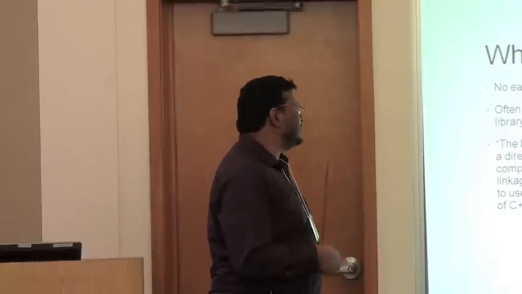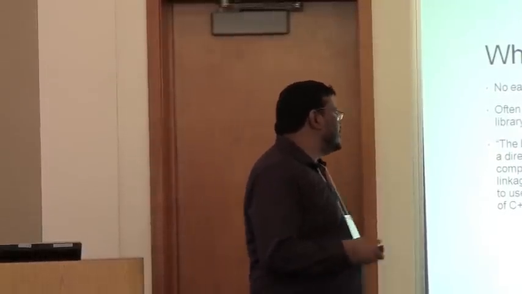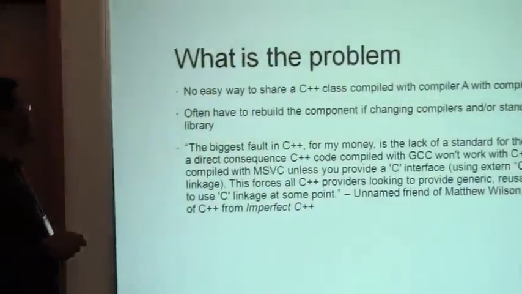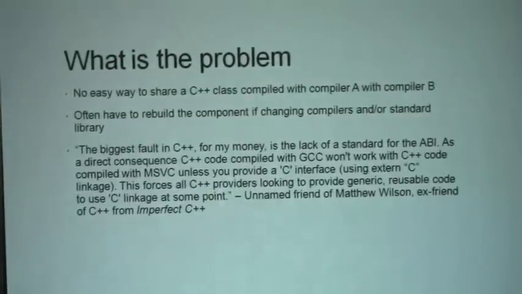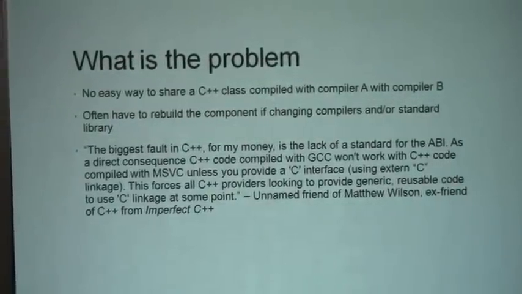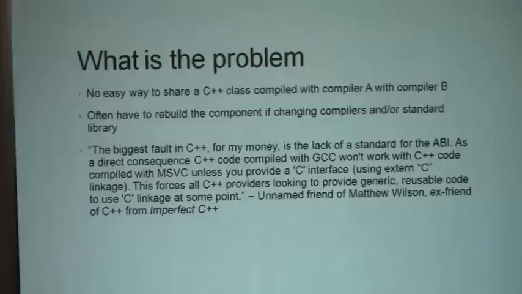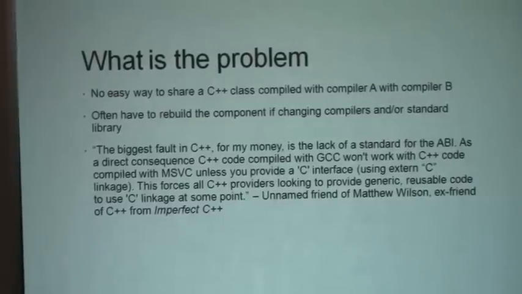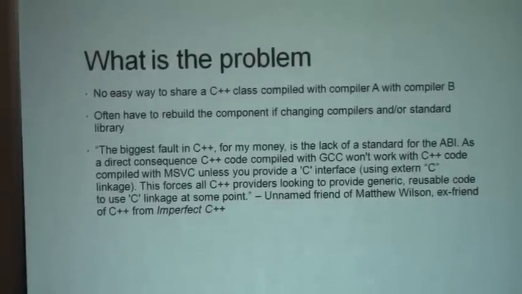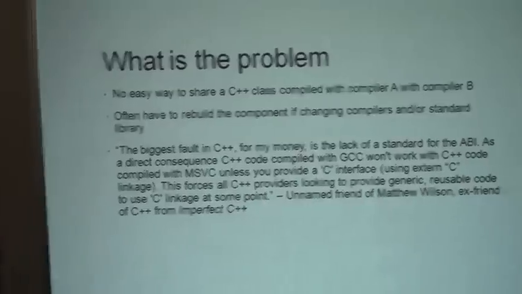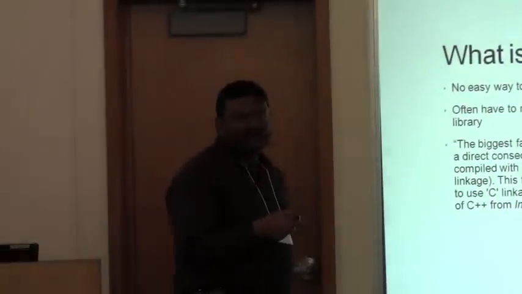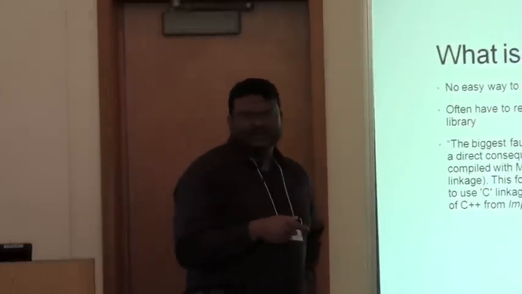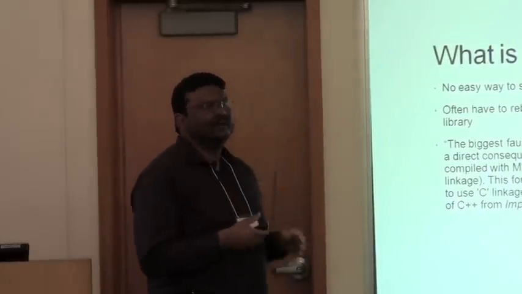In Imperfect C++, Matthew Wilson quotes some unnamed former friend of C++ saying, "The biggest fault in C++ for my money is the lack of a standard ABI. As a direct consequence, C++ code compiled with GCC won't work with C++ code compiled with MSVC unless you provide a C interface. This forces all C++ providers looking to provide generic, reusable code to use C linkage at some point." We know, of course, that he's wrong. The biggest fault in C++ is we have bad acronyms.